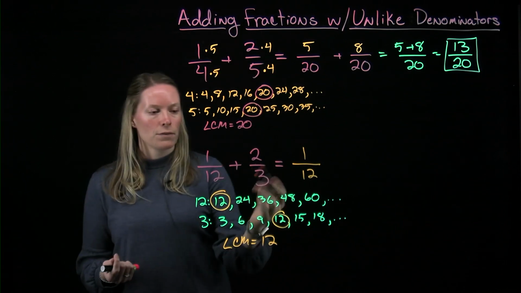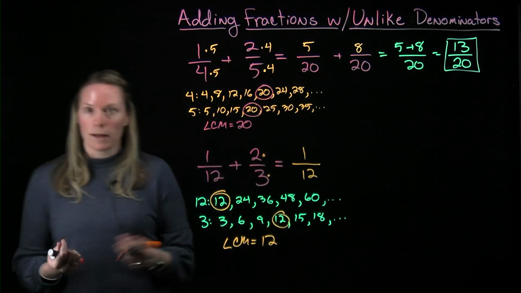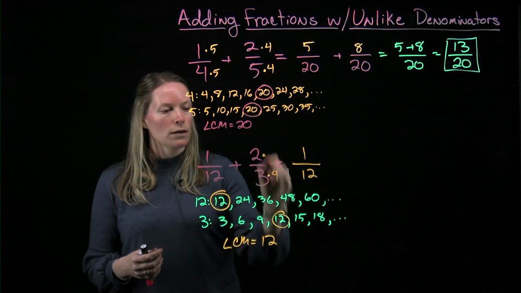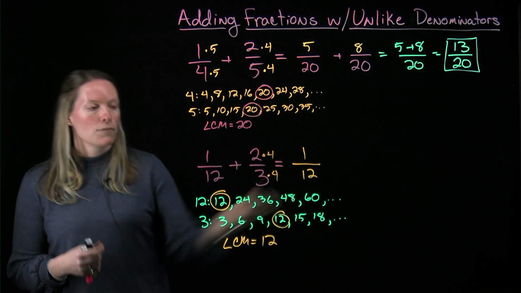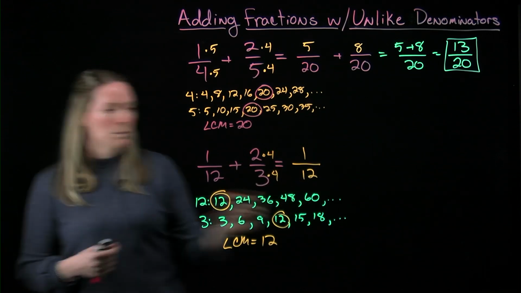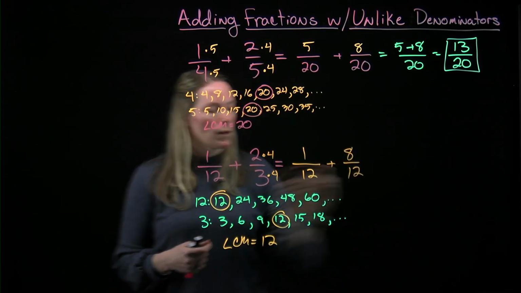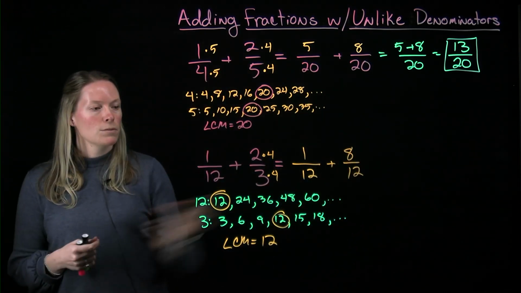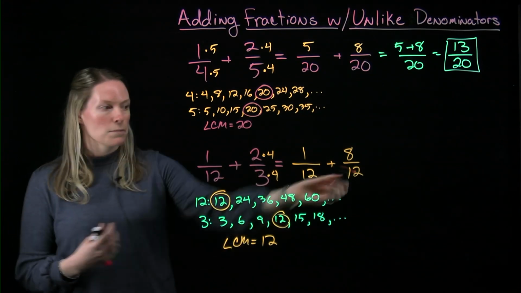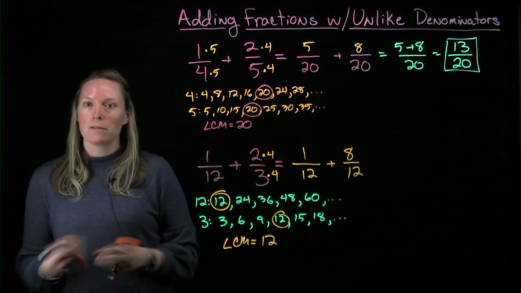Notice right now we have a 3. So I need to think to myself, what should I multiply 3 by in order to be able to come up with 12? Well, 3 times 4 will give me 12. And remember, we're going to be multiplying this to the numerator and to the denominator. I'm going to end up with 8/12, which is an equivalent fraction to 2/3. You can always double check this by just simplifying. Now I just need to add my two fractions together.